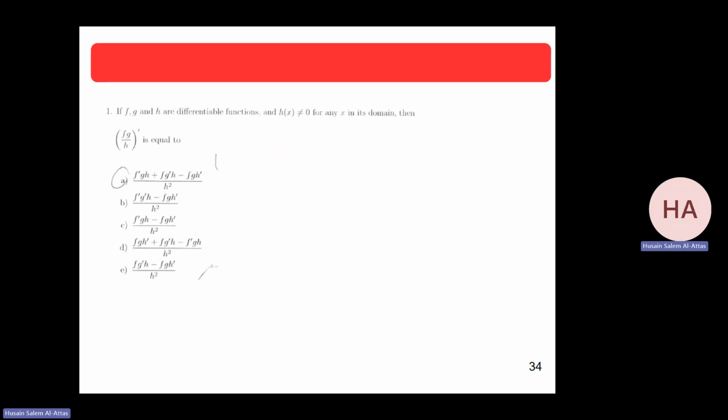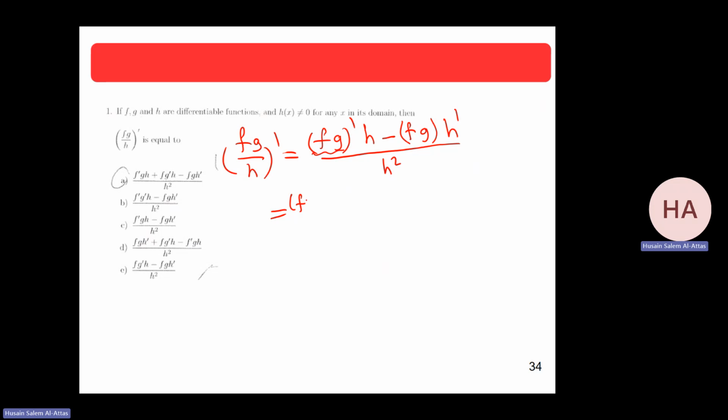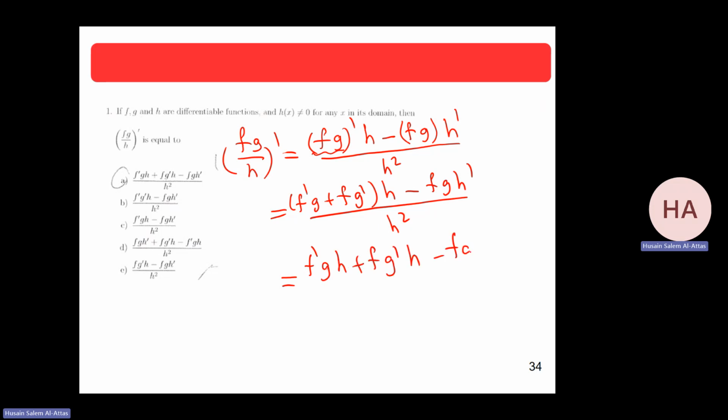Yeah. Here he wanted to find the rule, huh? F G over H, all prime. Okay. So I'll try to do it in steps. I have FG over H all prime. So it's the derivative of the numerator times the denominator, minus the numerator times the derivative of the denominator, over the denominator squared. Now here I need the product rule. So it will be (F prime G plus F G prime) times H minus FG H prime, over H squared. In other words, this is F prime GH plus F G prime H minus FG H prime over H squared, which is this one. Yeah, do the calculation easily.